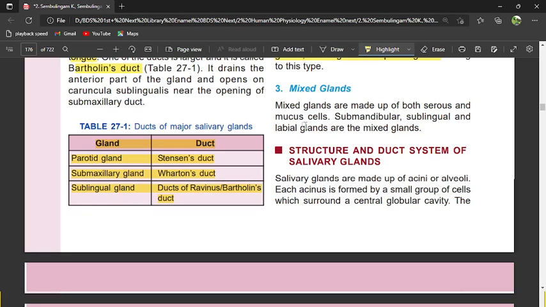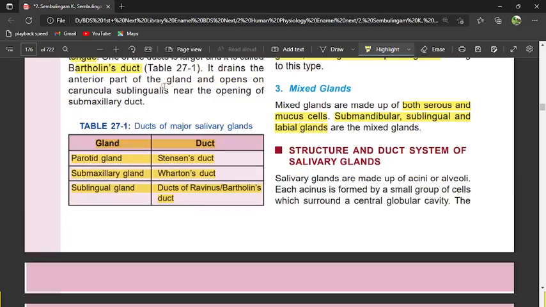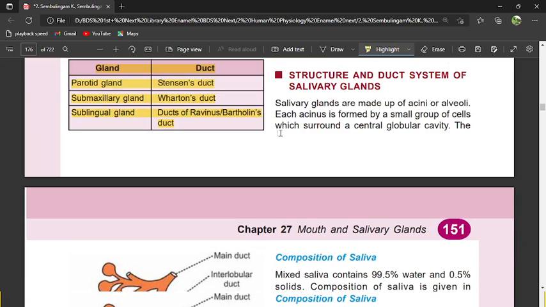The mixed glands are being made up of both serous and the mucous gland. So submandibular and sublingual and labial glands are mixed gland. Labial करके जो है labial is a mixed gland. तो minor के 5 salivary gland है, 5 salivary gland आपको दे दिए गए हो गया. So structure and duct system of the salivary gland.